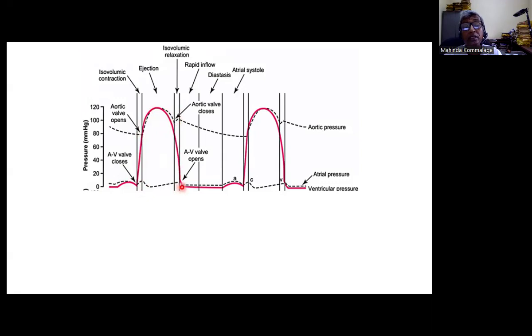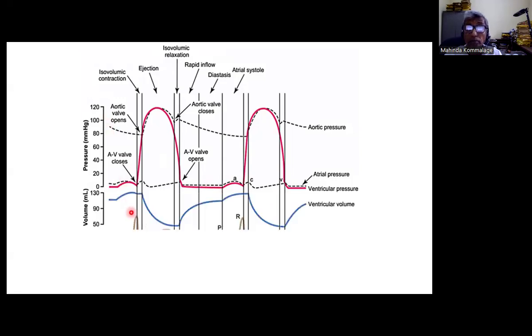isometric relaxation, then the AV valves, that means the tricuspid and mitral valves, open, and then this is ventricular filling, with a very small change in the ventricular pressure, but volume change will occur, of course, and so on, and then the next cycle comes like that. So this is the event describing the pressure variation in the atria, ventricle, and aorta.